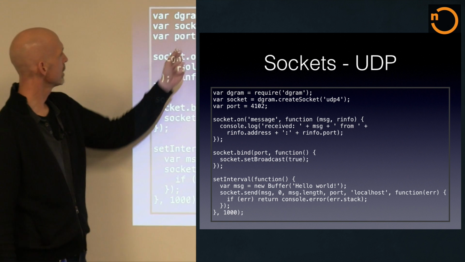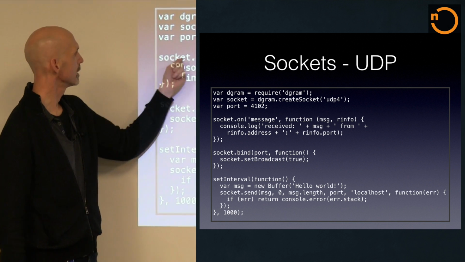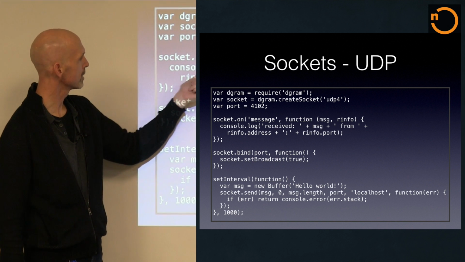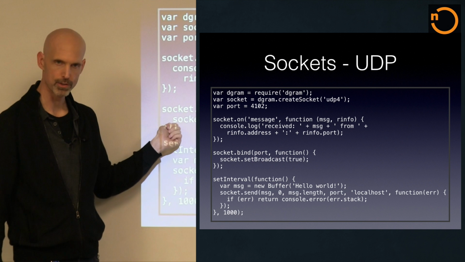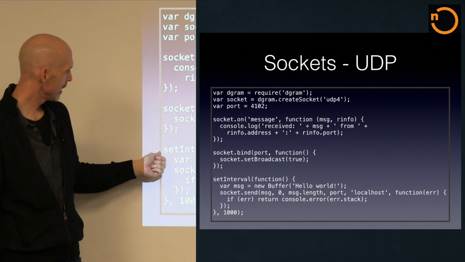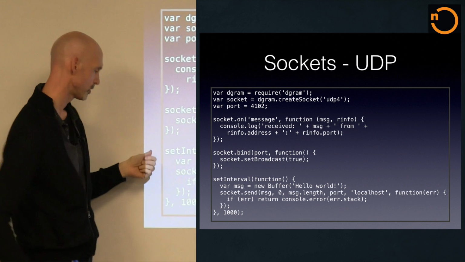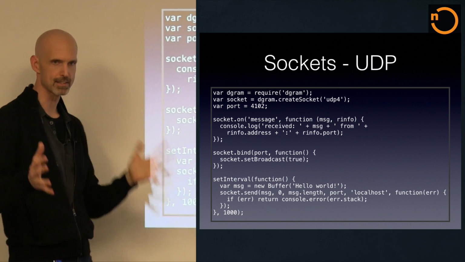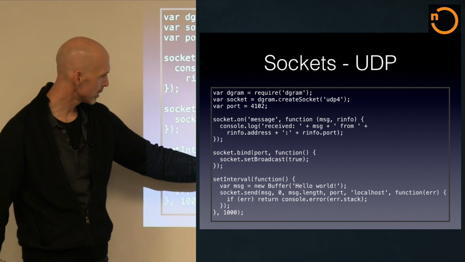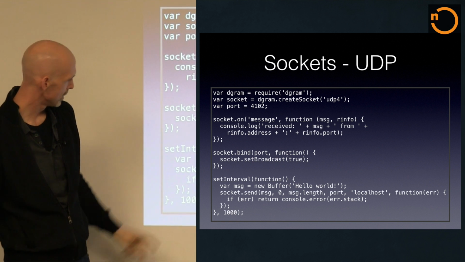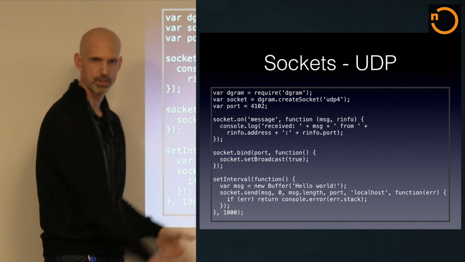So we create the socket here. We use UDP4. On messages, we have a little asynchronous callback to say what we received. We have to bind a port so the socket can listen. And here, just to demonstrate it can do something useful, I use the JavaScript set interval, in this case the Node set interval function. And here's an example of the use of the buffer object. I just send hello world to the socket.